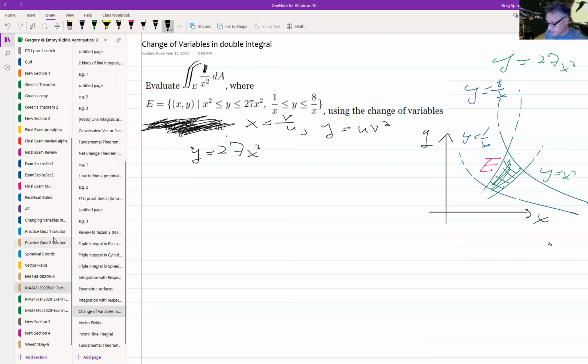Sorry, I discovered a mistake here with the change of variables. It should be x equals v over u, y equals uv squared. I fixed it. Sorry about that. So one side has equation y equals 27x squared. I'll replace y with uv squared, and x with v over u.